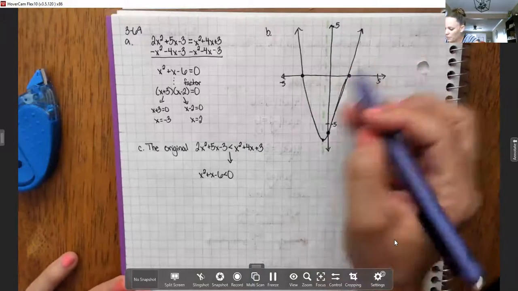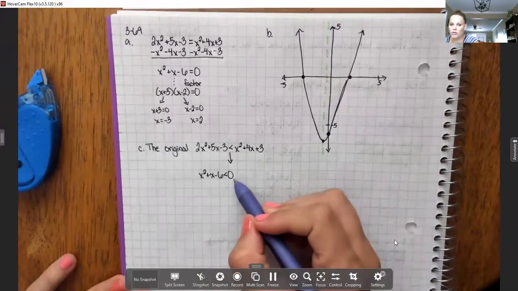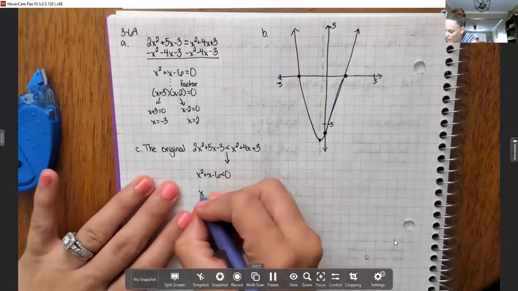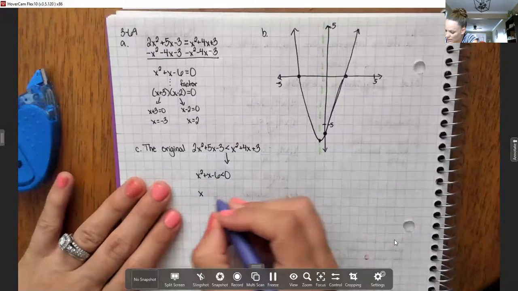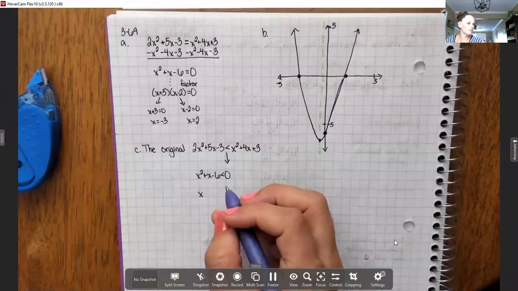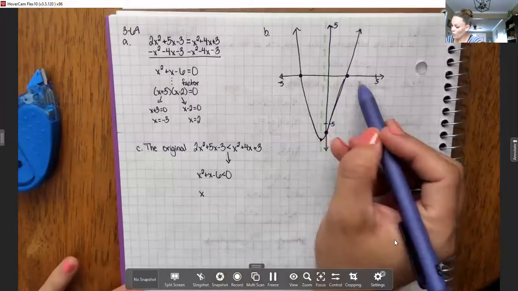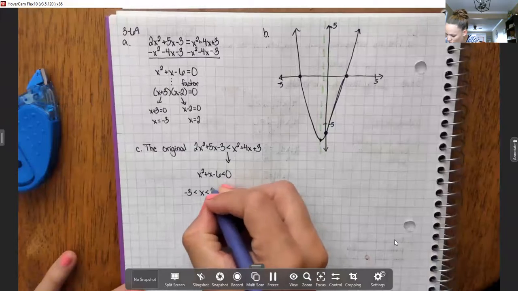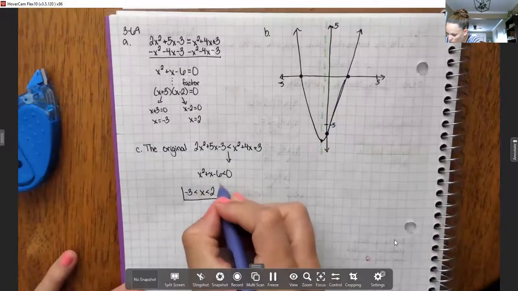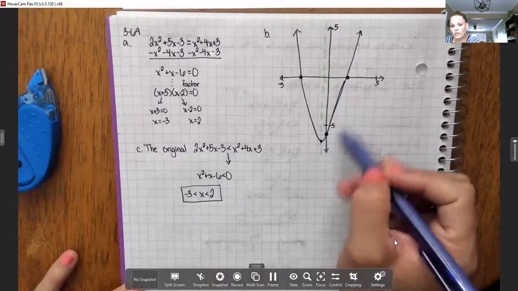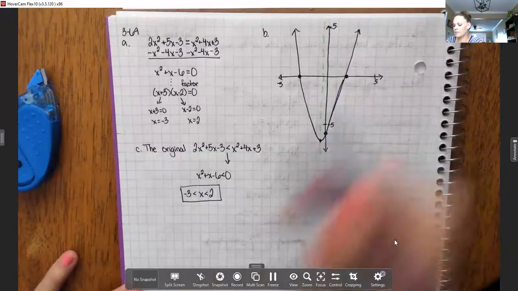So then looking at this parabola, less than is below 0 on the graph. So when x is between -3 and 2, everywhere in here, we're below 0. Our parabola dips down.